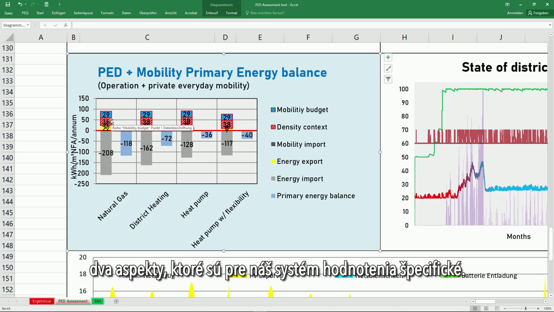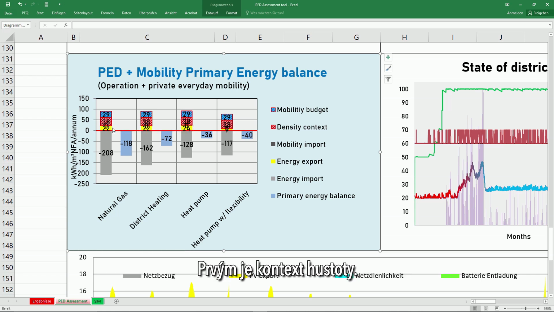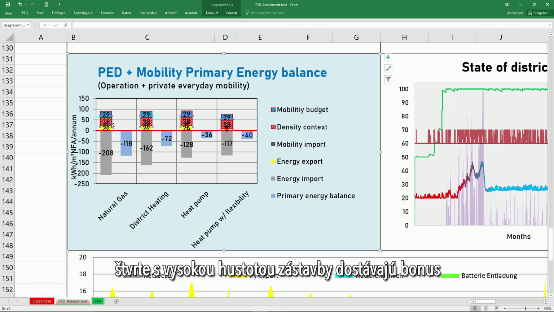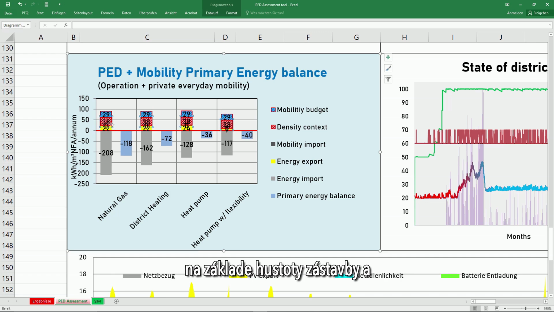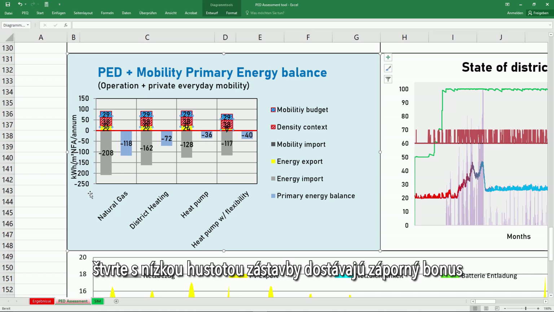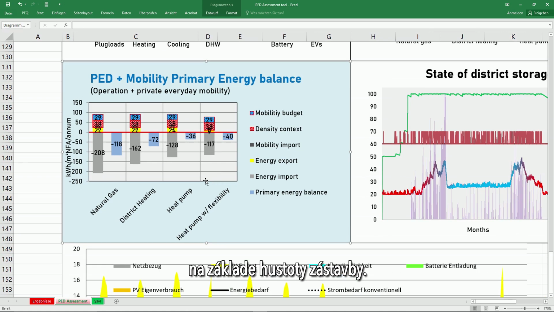two aspects that are special to our assessment system. The first is the context of the density. As I explained earlier, highly dense districts do get a bonus here in their balance based on their density, and low dense districts get a negative bonus on their balance.